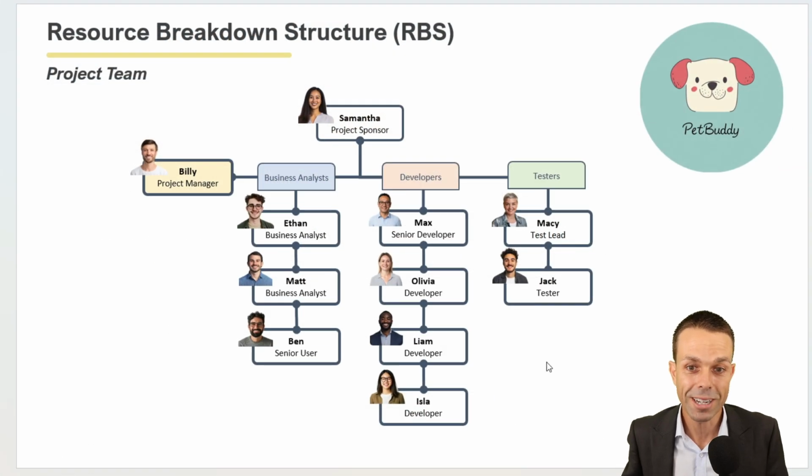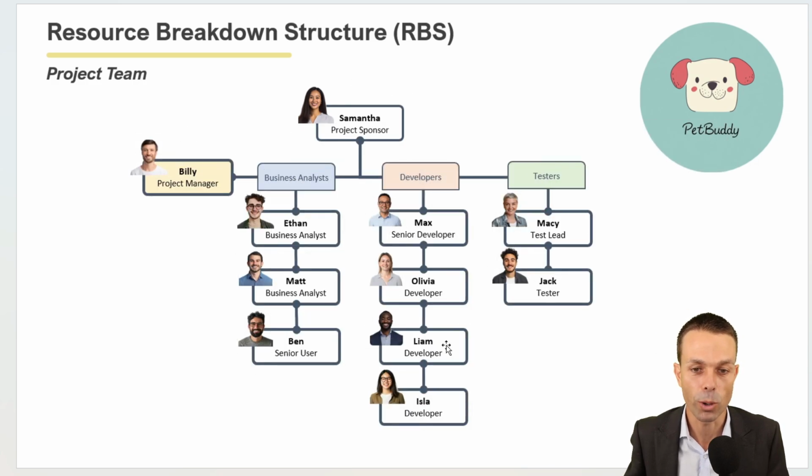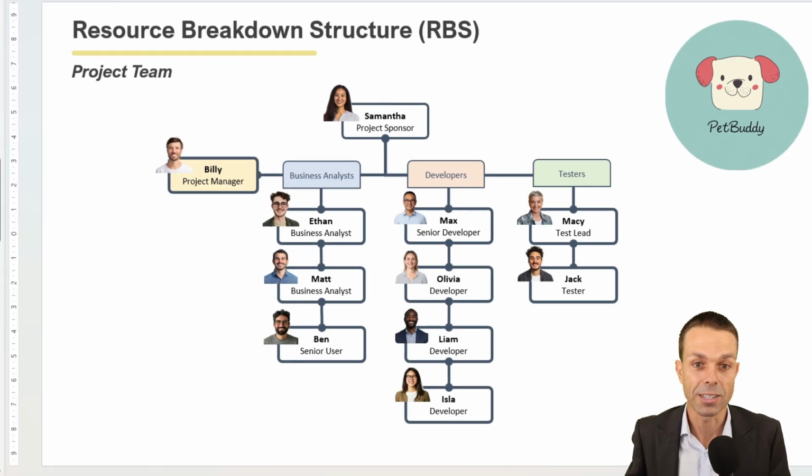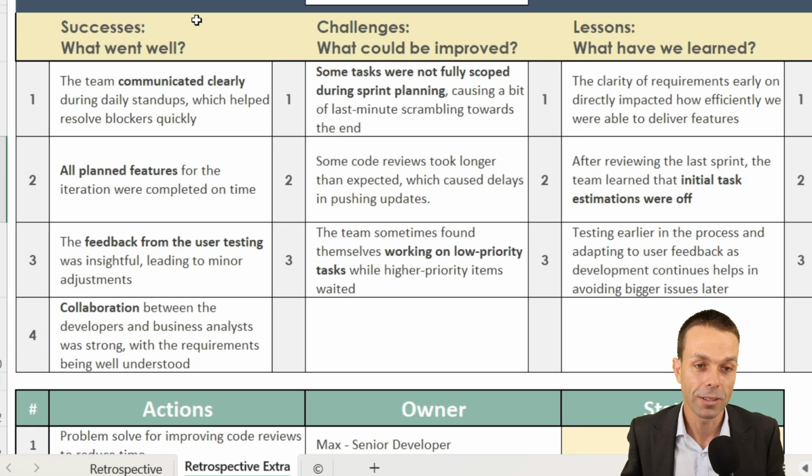So our whole project team is going to get together. We've got probably not Samantha, the project sponsor, but probably everyone else who's actually working within the project. Developers, business analysts, testers, and Billy, our project manager, could potentially run this as well. And what we're going to ask are 4 questions. What went well during the sprint?